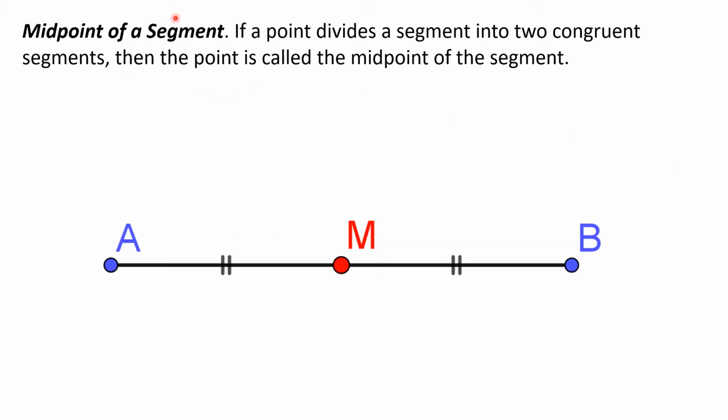We have midpoint of a segment. If a point divides a segment into 2 congruent segments, then the point is called the midpoint of the segment. So we have here segment AB.